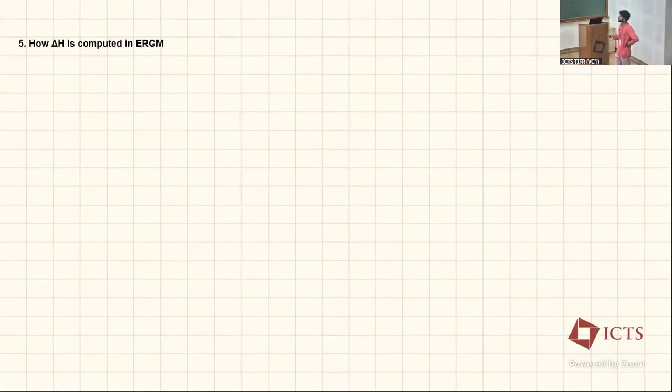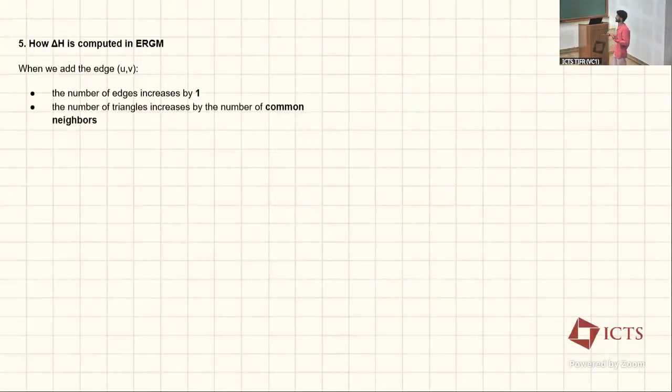Now, how do you calculate the change in Hamiltonian? When we add an edge, we increase the edge density by 1, and when we add an edge, the number of triangles will increase by their common number of neighbors. So up to the scaling, your delta H will become this.